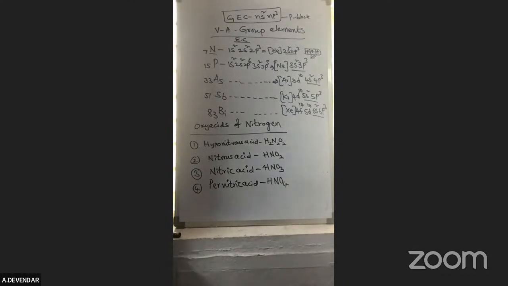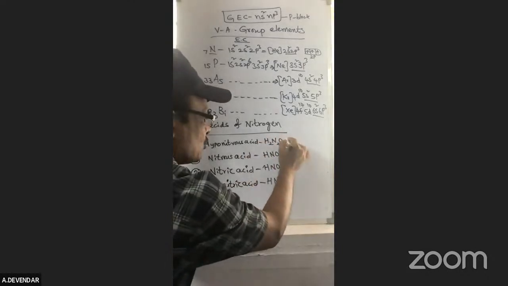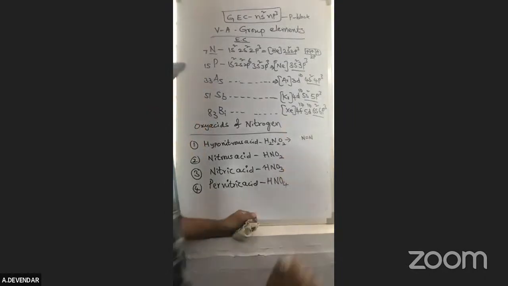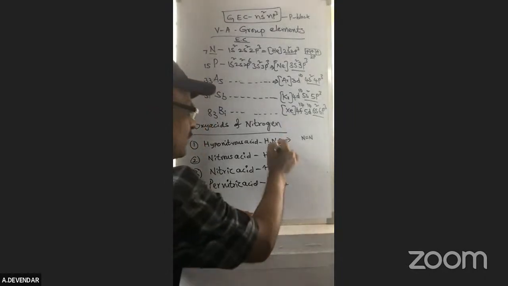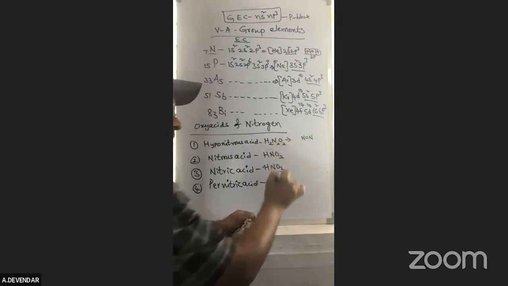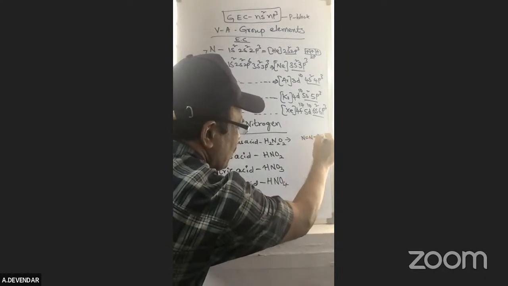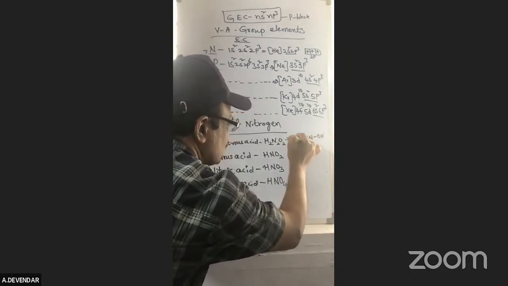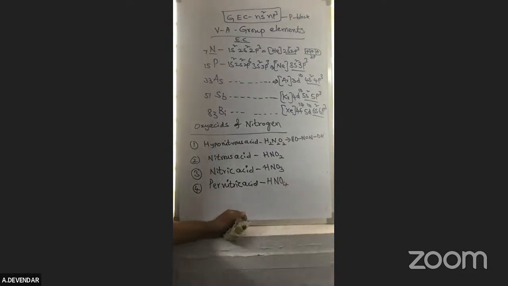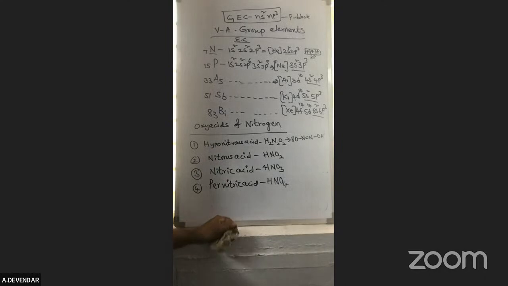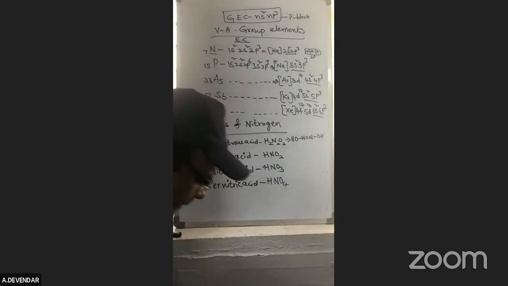After writing the formula, what is the structural formula? Writing the structural formula is also very easy. Because two nitrogens are already there, it is a dimeric form, as I showed. It consists of a double bond between the nitrogens and an OH group along each side. This is the structure of hyponitrous acid, which is easy to remember.